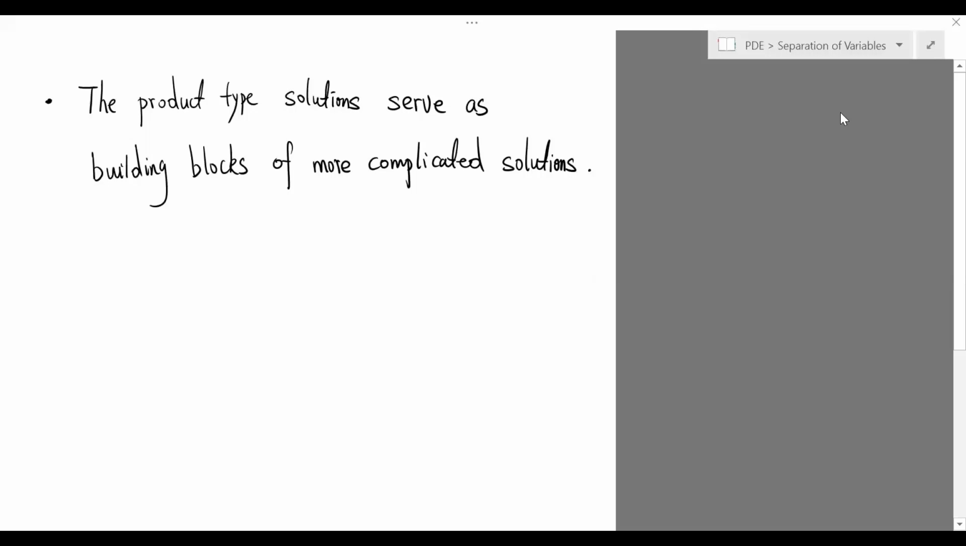To wrap up, we would love to remark that although the method of separation of variables does have some limitation, we still want to point out that the product type solutions serve as building blocks of more complicated solutions. We will look at this perspective more closely in the future.